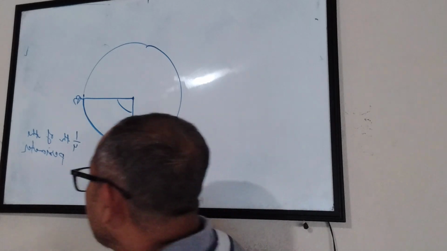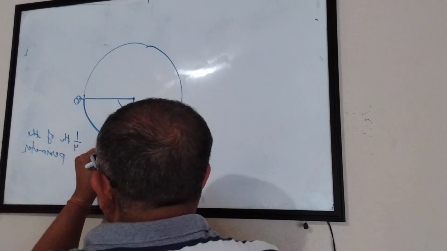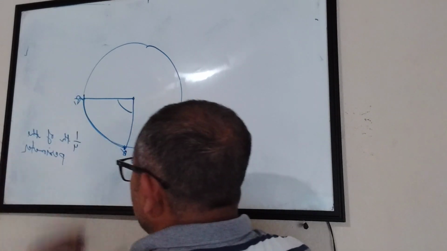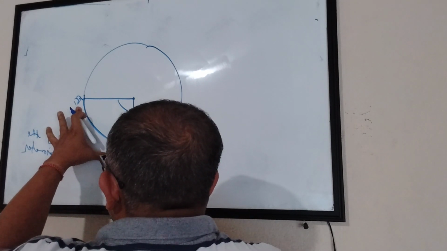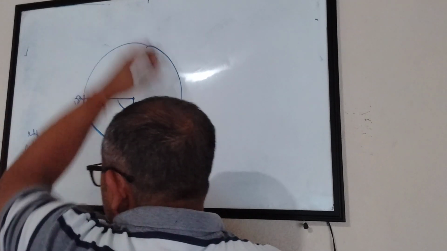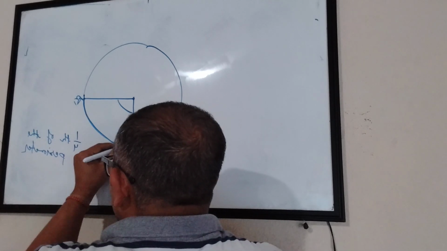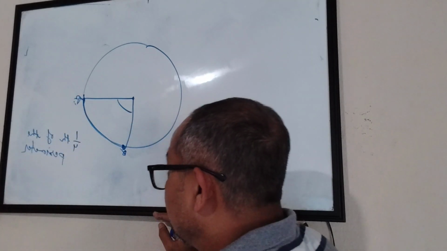Now they're not saying 1/4 of the perimeter. See, 1/4 of the perimeter. What was my intention here? I was saying that perimeter is the full perimeter. My arc is just taking 1/4 of it.